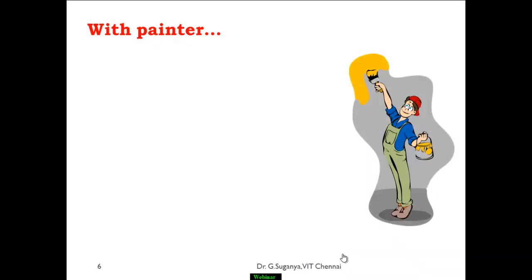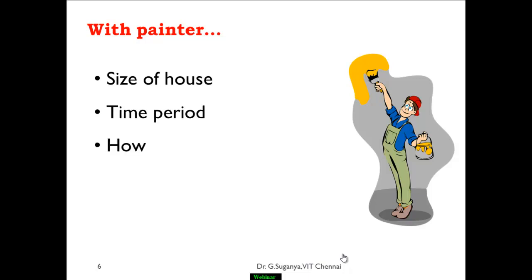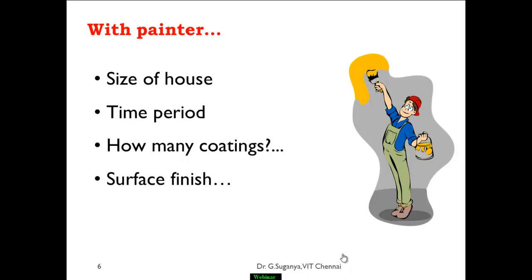The painter came in, and to our surprise, it was not just the points that we had discussed. He gave a lot of points from his side. One question he asked was the size of the house, and the time period that we permit him to work. How many coatings are we in need of, double or triple coating? And how about the surface finish? Whether we need to close all the blocks, or whether it is just an overlay painting.